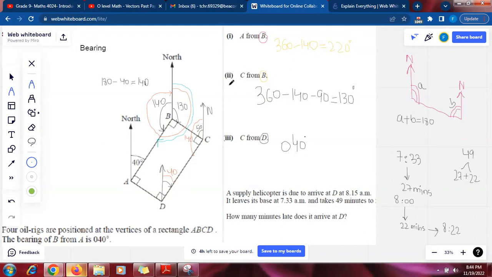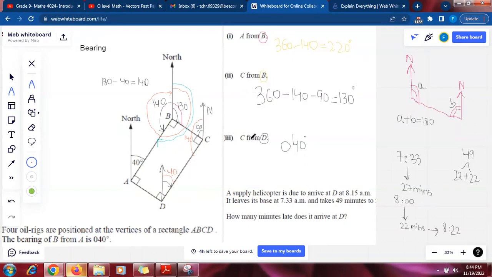So now moving on to the second part. The second part is C from B. From B means I will again draw my north at B, which is already drawn. This is the north at B. Now I will move in clockwise direction to C. Let me just change my color. So this is B, and I will now move from here till here. This angle is already given as 130. So the answer of the second part is 130 degrees, the bearing of C from B.